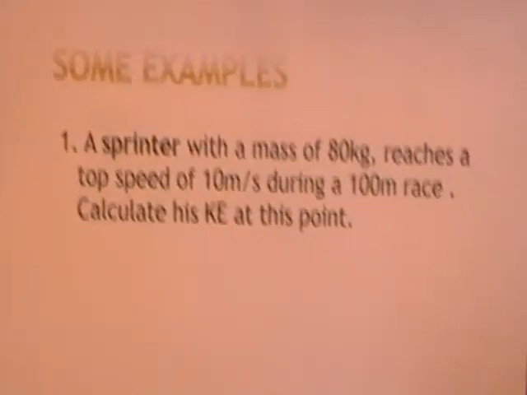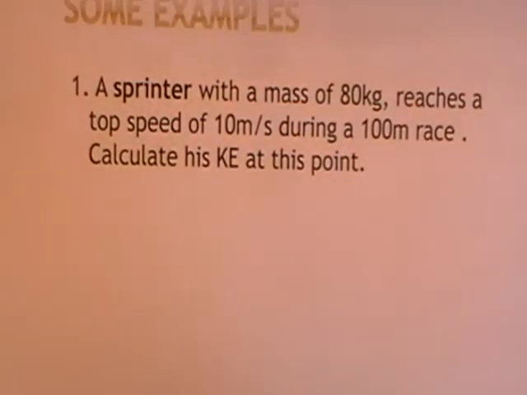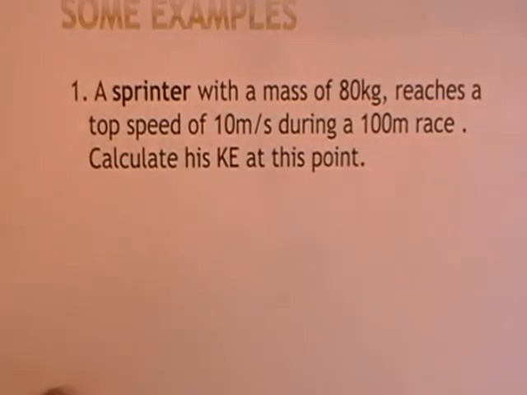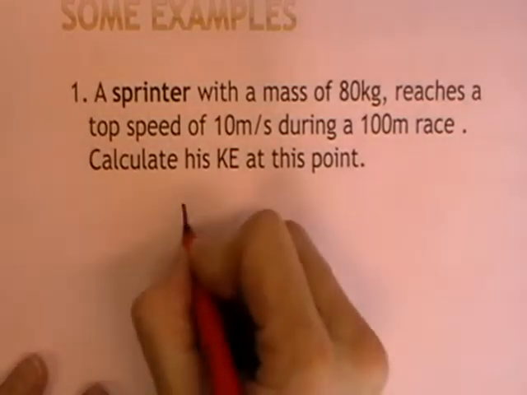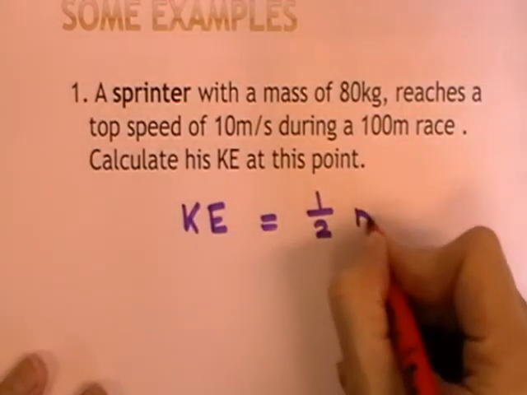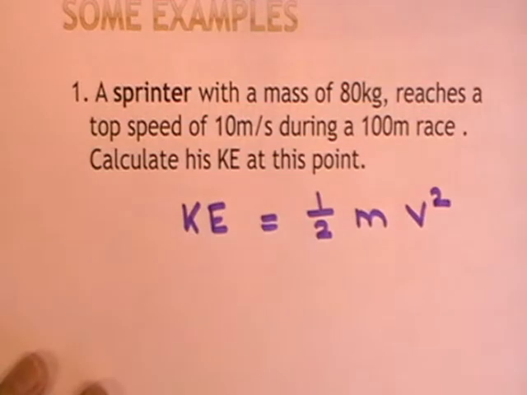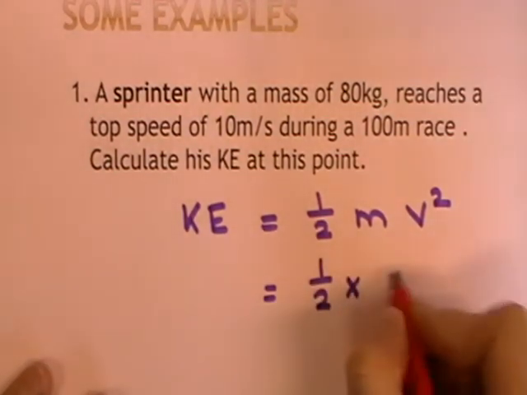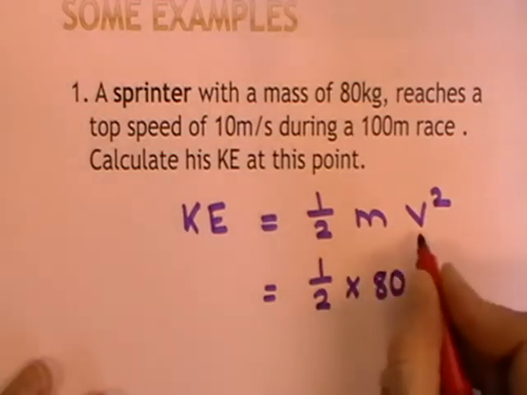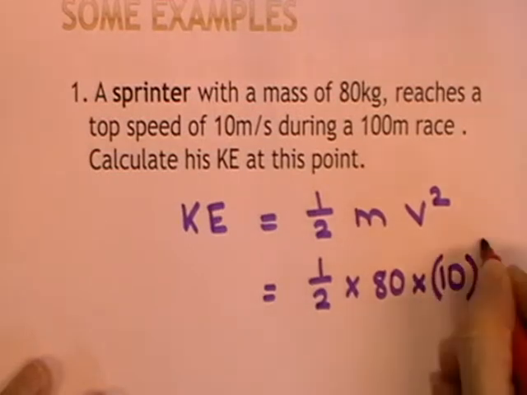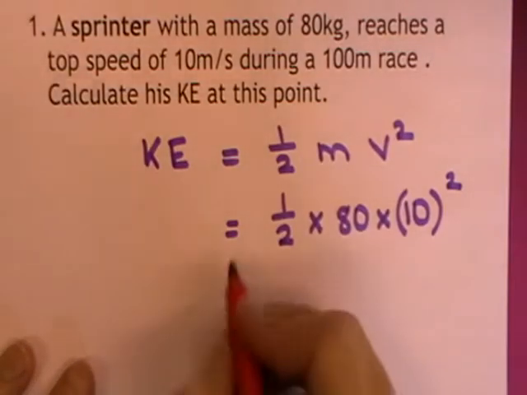So question 1: a sprinter with a mass of 80 kilograms reaches a top speed of 10 meters per second during a 100-meter race. Calculate his kinetic energy at this point. Again, we're going to start off with KE equals a half times m times v squared. So that's a half times his mass, which is 80, and his speed or velocity is 10, but you have to square the 10.